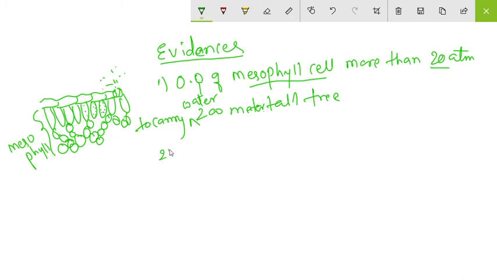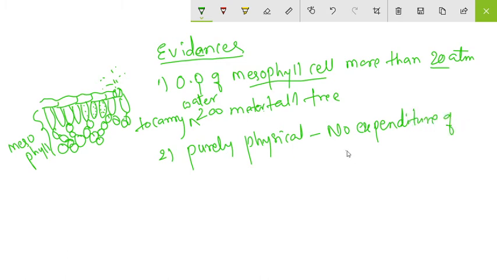The second evidence is that this process is purely physical. Okay, so there is no expenditure of energy. And even though there is expenditure, it is very negligible.